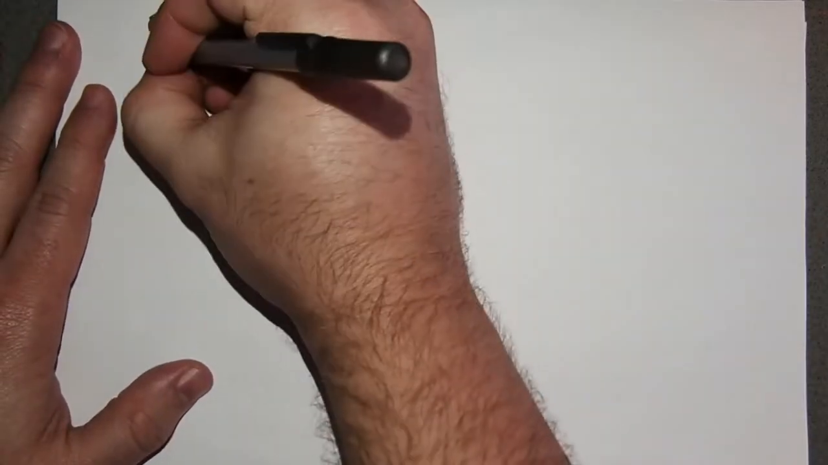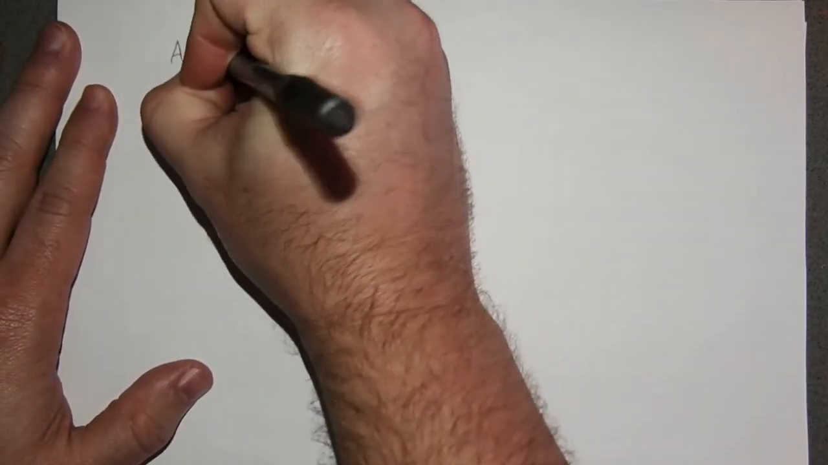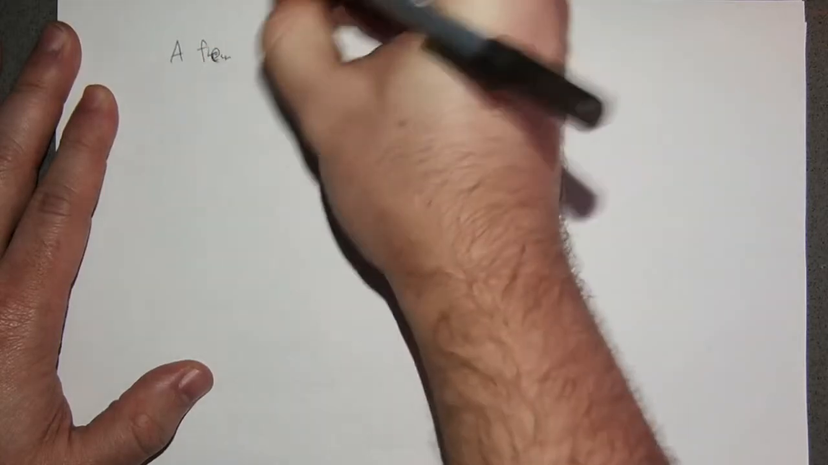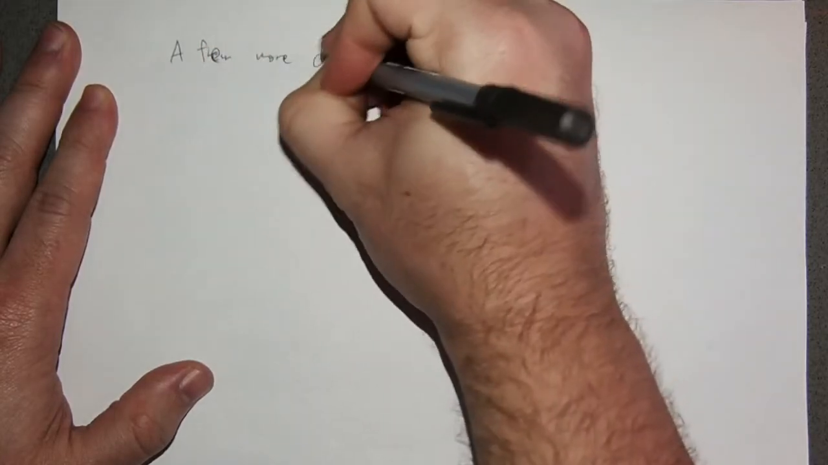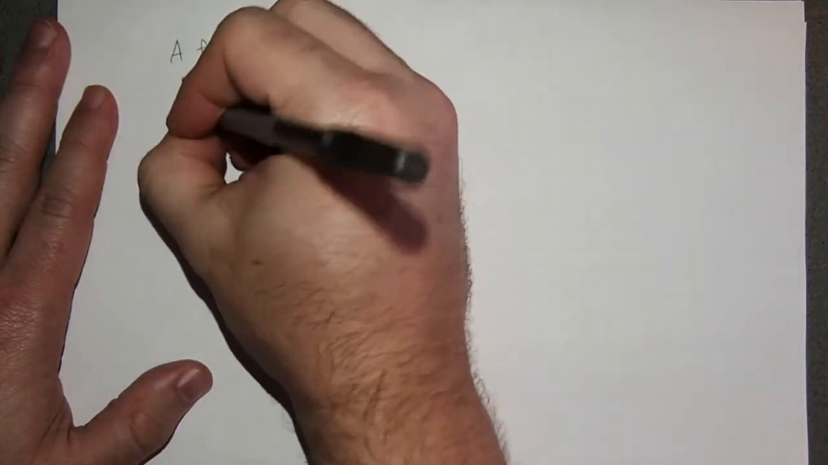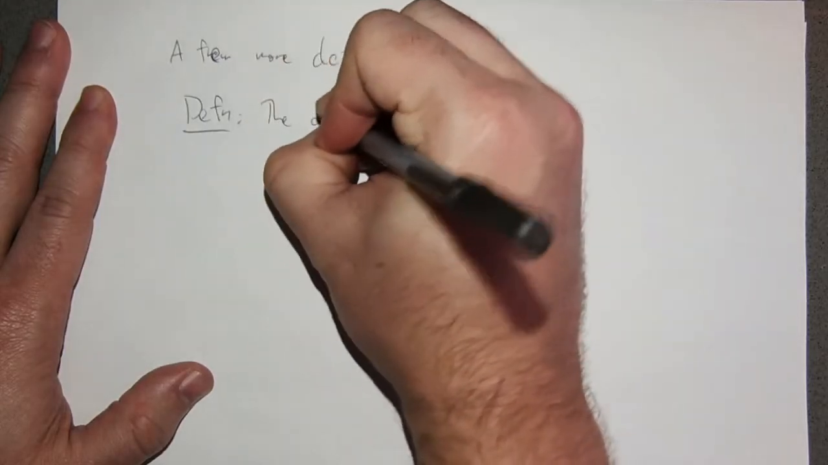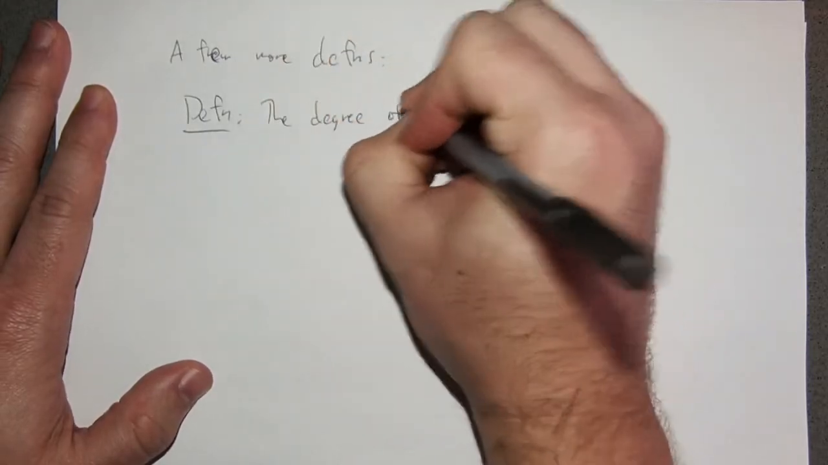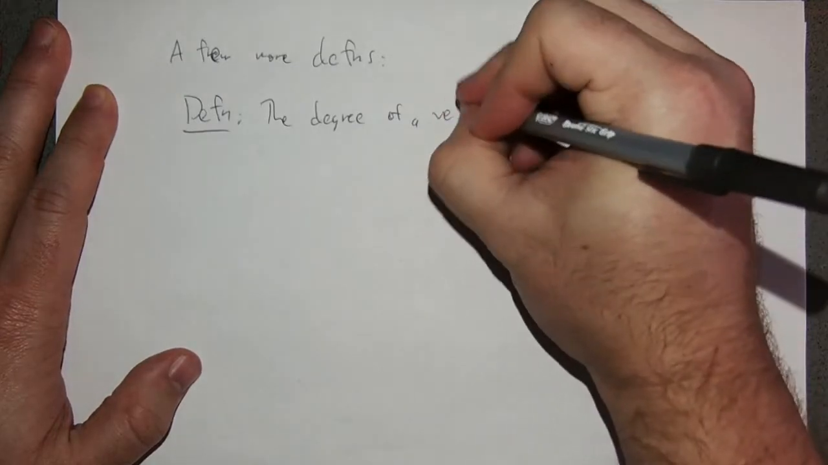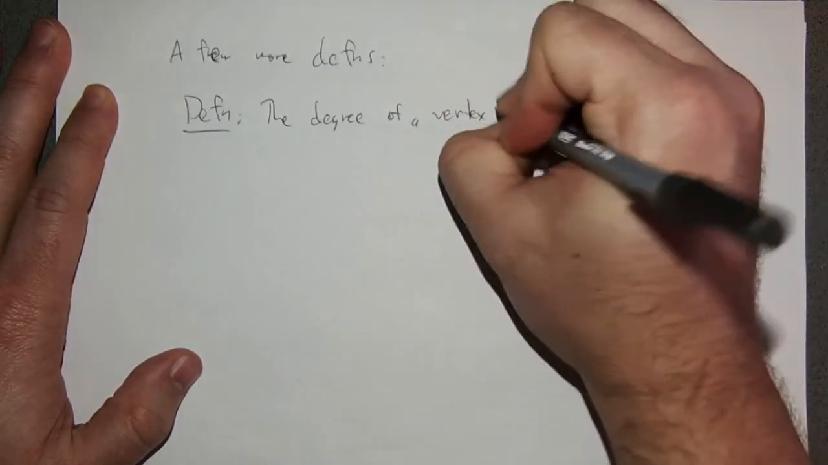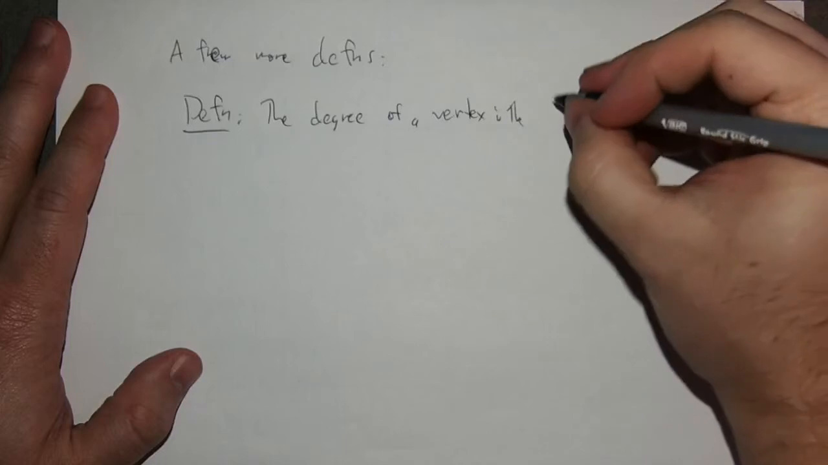So a few more definitions that are central to studying graphs. One, the degree of a vertex is the number of edges connected to the vertex.